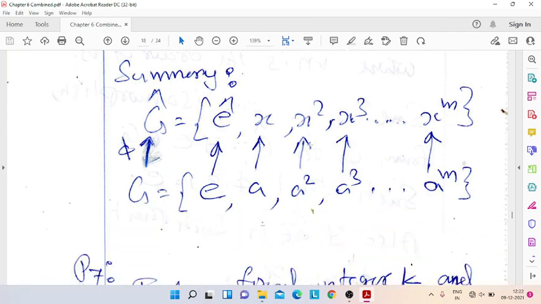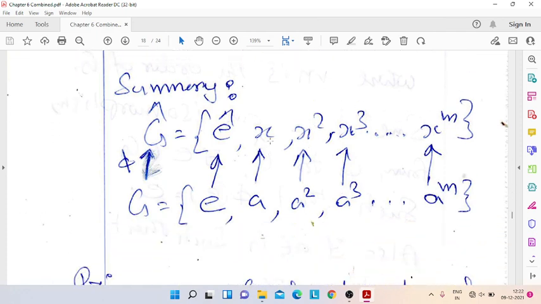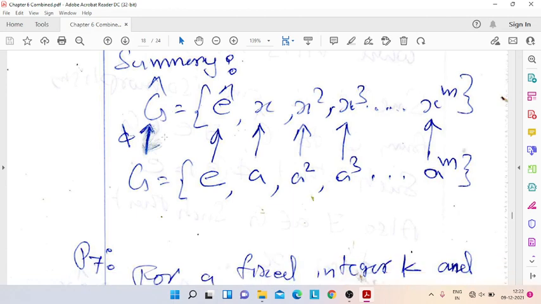We have the summary of this discussion. G cap contains elements E cap, x, x square, x cube, etc., up to x raised to m, and we have the group G with e, a, a square, a cube, etc., up to a raised to m, and then phi is defined from G to G cap.